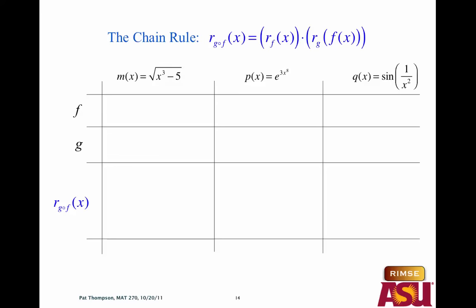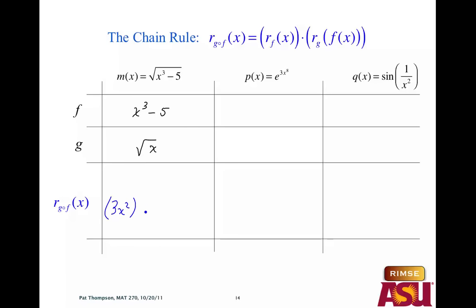So here's the example. So what was f? f was x cubed minus 5. Almost done. g was square root of x. So what's the rate of change of f with respect to x? 3x squared. Okay? And then what's the rate of change of g? g is this with respect to f. So what's the rate of change of g with respect to f?